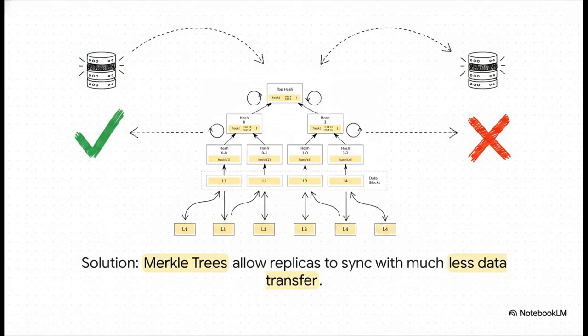Instead of comparing millions of individual items, you build this tree of hashes. You hash your data at the bottom, then you hash the hashes, and you keep going all the way up until you have a single hash at the very top, the root hash. Now, for 2 servers to check if they're in sync, they only need to compare that one root hash. If it matches, they're good. If it doesn't, they can quickly walk down the tree to find exactly where the difference is. It saves a massive amount of work.